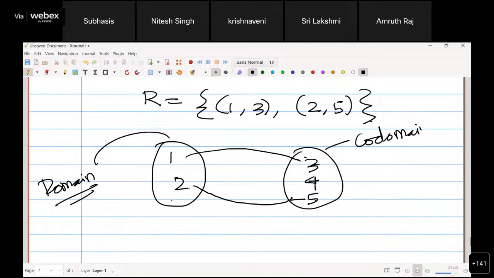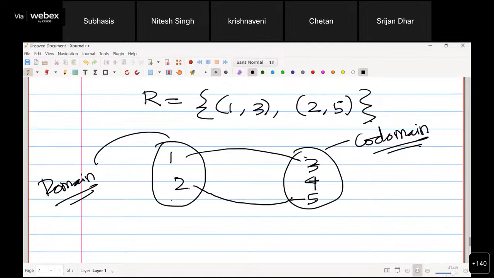Sir, so the codomain can have as many elements as it wants to? Yes, you can increase your codomain if you want. I have a doubt regarding this. You said that an element in the domain cannot be associated with multiple elements in the codomain. But is the vice versa true? Can an element in the codomain be associated with multiple elements in the domain? No, that condition is not required.